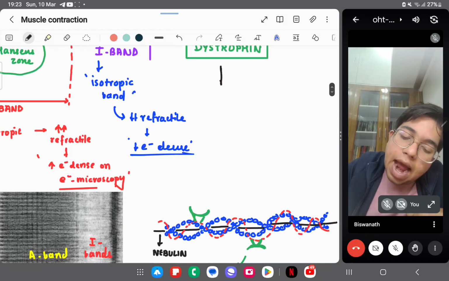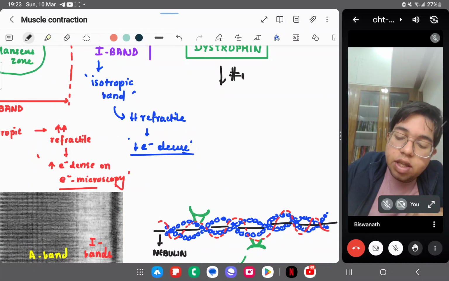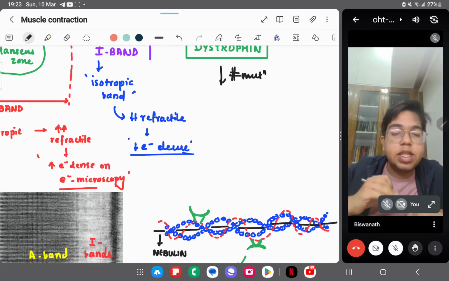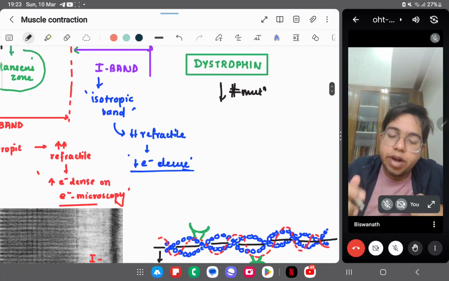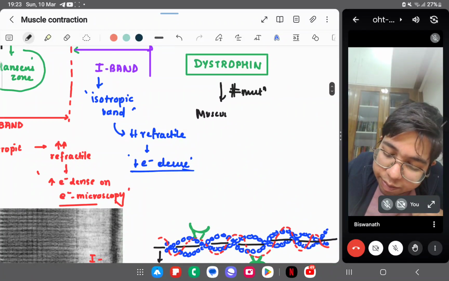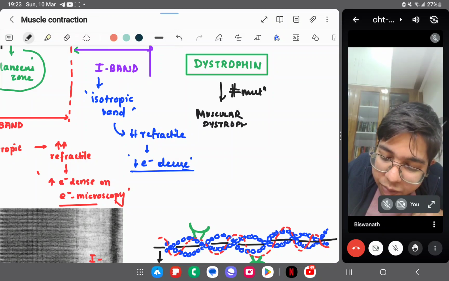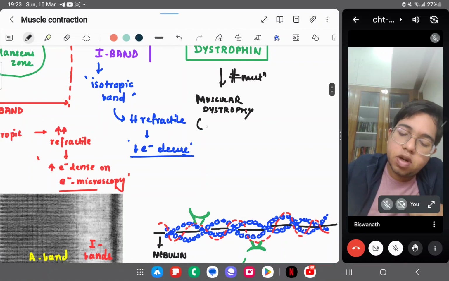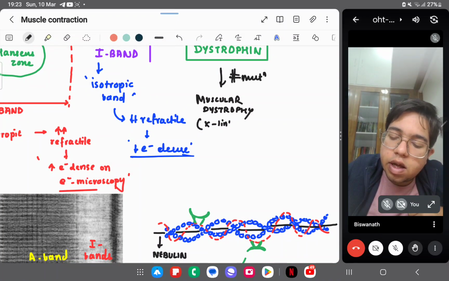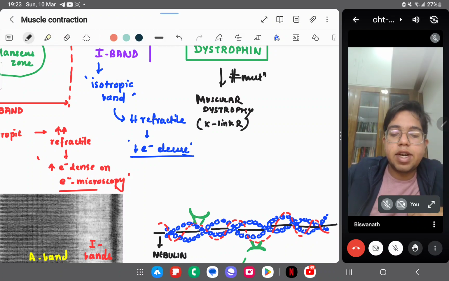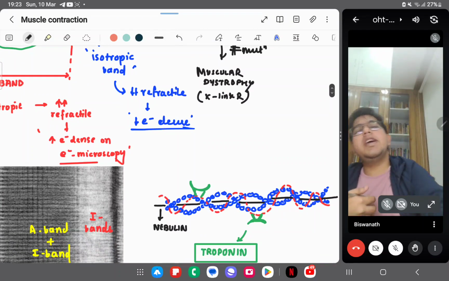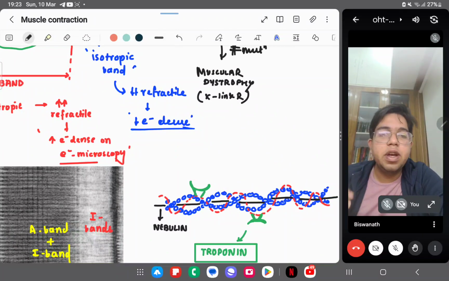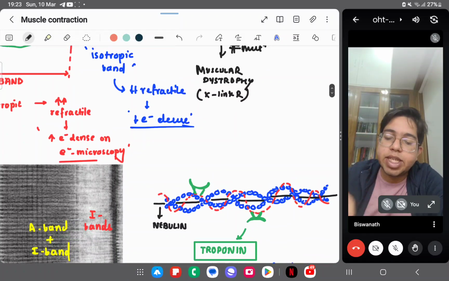Okay, and the important point is that a mutation in dystrophin is what we call muscular dystrophy, and it's an X-linked recessive condition. If we talk about muscular dystrophy, there are basically two major types.